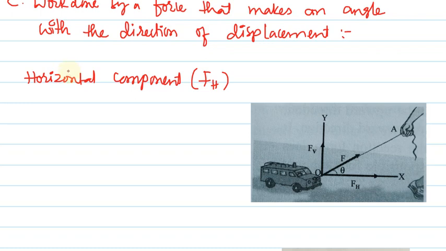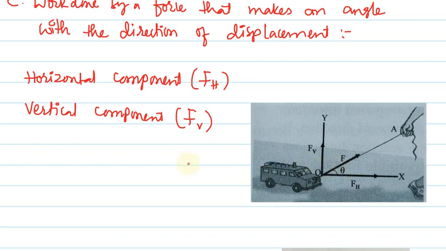And another component acts perpendicular to the horizontal, that is vertically upwards, called the vertical component, that is F subscript V. And this force F is the resultant of the horizontal and vertical components, which is making an angle theta with the horizontal component.